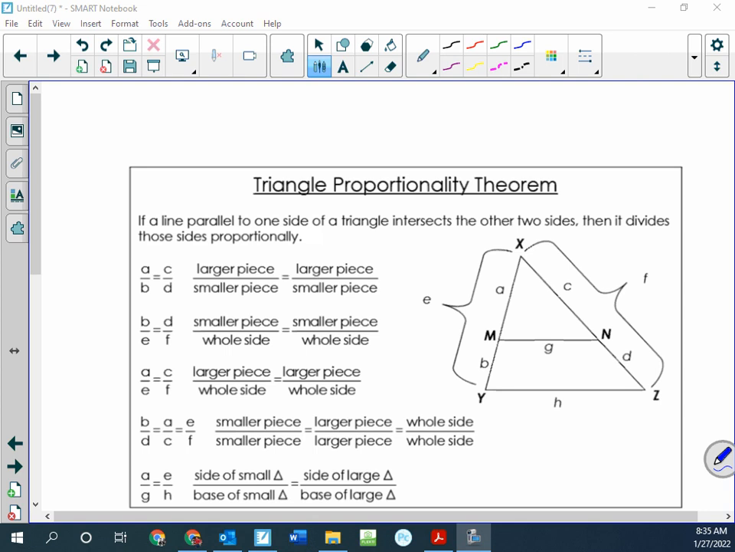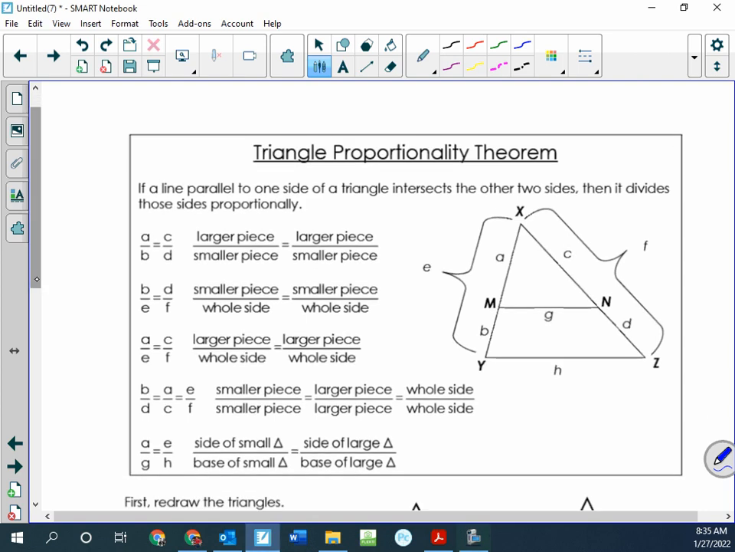Okay. So I really don't like this page of notes. There's way too much writing on it. It's very confusing.